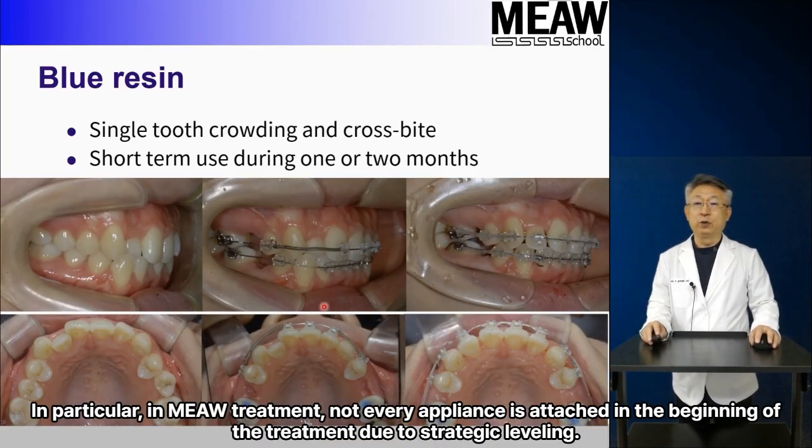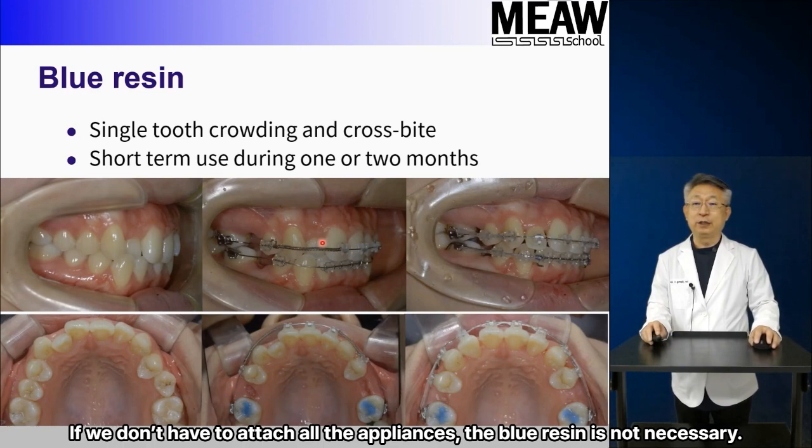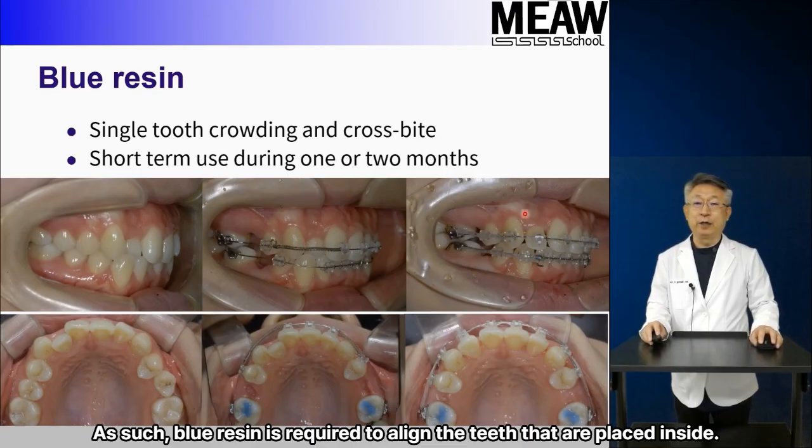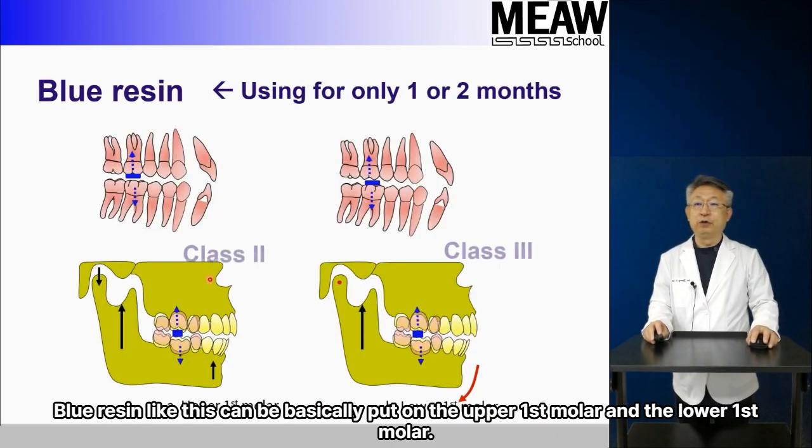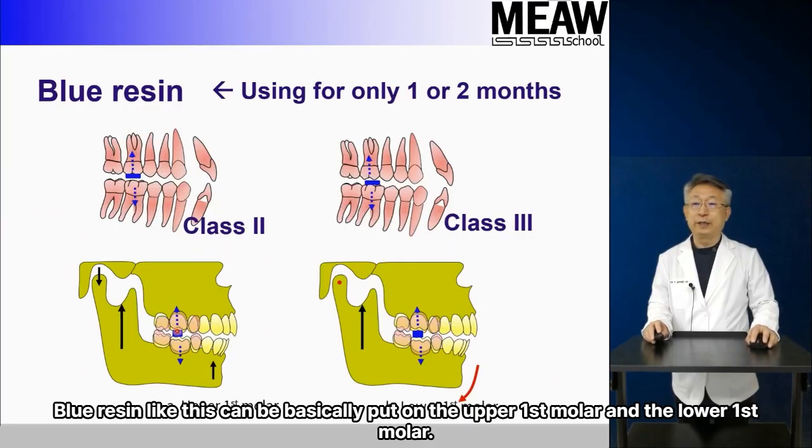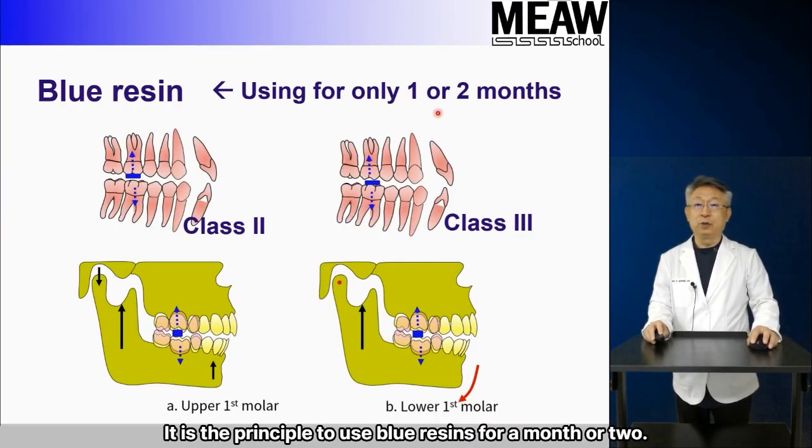In particular, in Mio treatment, not every appliance is attached in the beginning of the treatment due to strategic leveling. If we don't have to attach all the appliances, the blue resin is not necessary. As such, blue resin is required to align the teeth that are placed inside. Blue resin like this can basically be put on the upper first molar and the lower first molar. It is the principle to use blue resin for a month or 2.